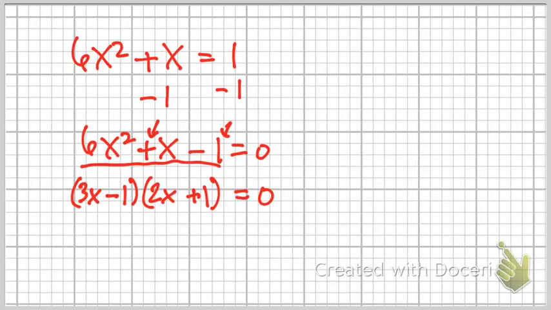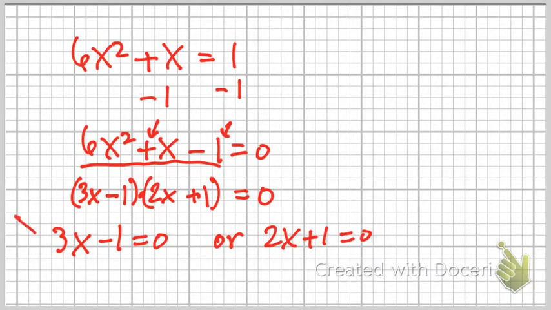Since I have this product here, either 3x minus 1 equals 0 or 2x plus 1 equals 0. Then for my answers, once I solve for x, I move the 1 over and divide by 3. So x is going to equal 1/3. And for this one, I move the 1 over and divide by 2. So x is going to equal negative 1/2. Those are my two answers for this problem.